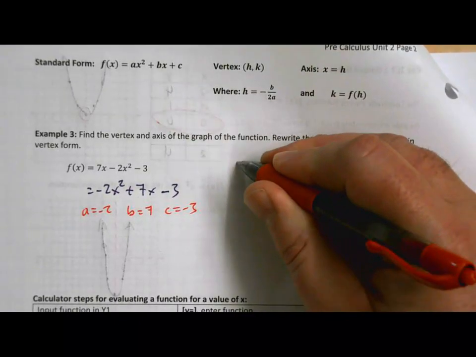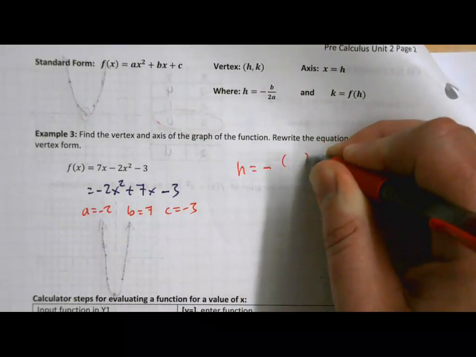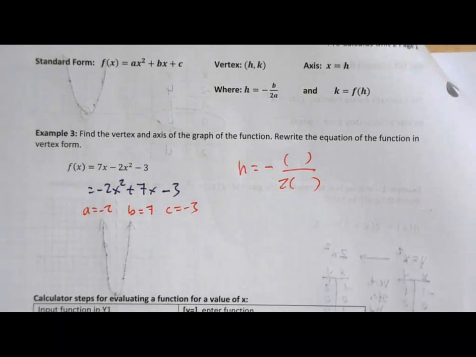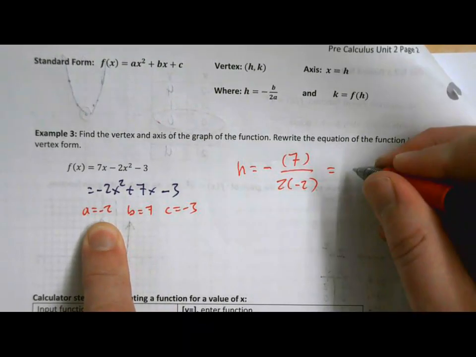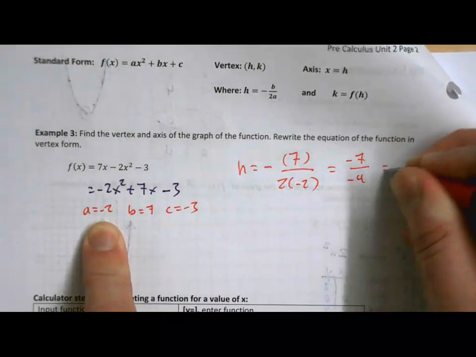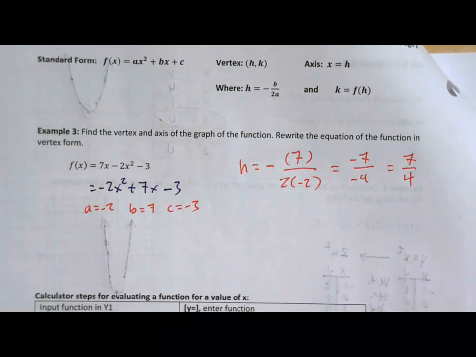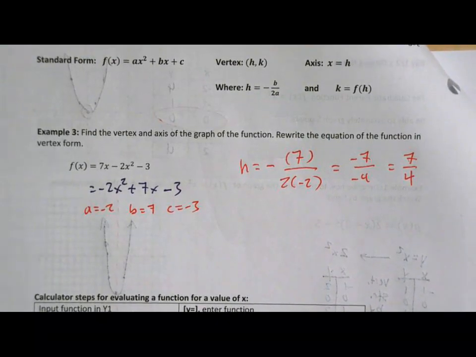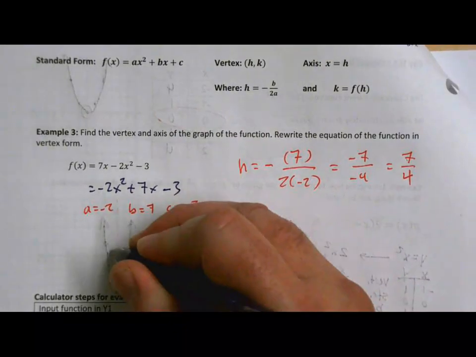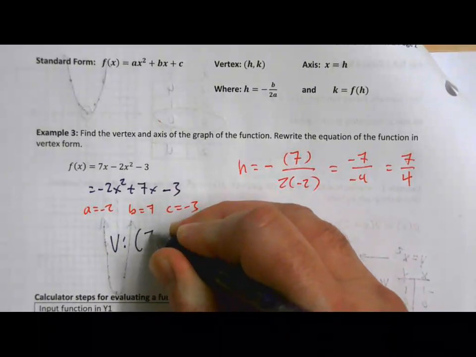We're going to find H, which is the opposite of B over 2A. B is 7, A is -2, so we're looking at -7 over -4. Let's call that 7/4. All right. We still need K, but we've got a lot of information right now. What I know at this point is that my vertex is at 7/4 comma something.